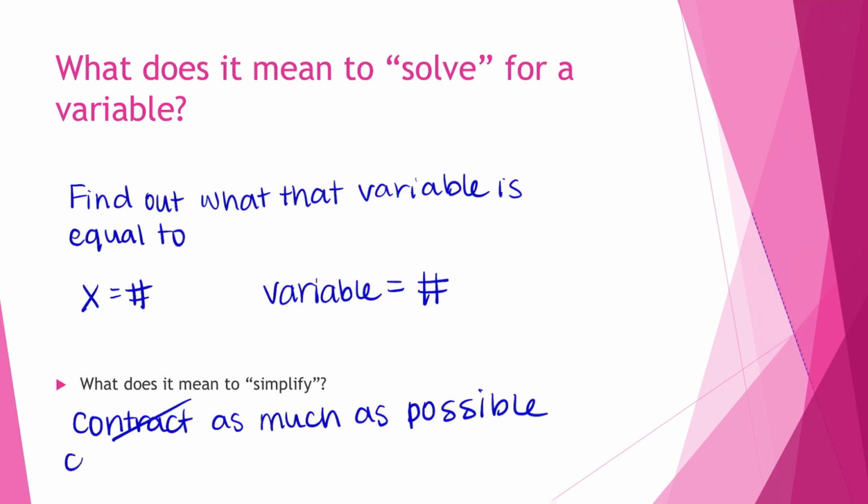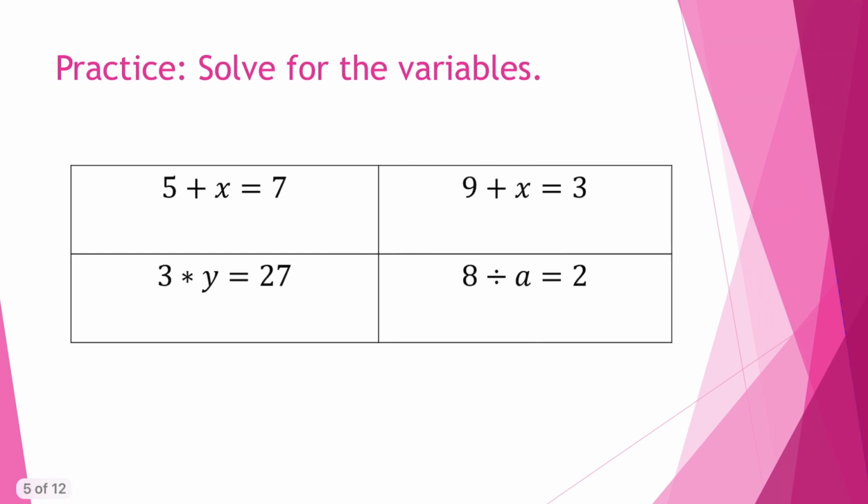Maybe contract is the wrong word. Maybe let's say condense. So you want to squish it all together. So solving means to find out what the letter is equal to, whereas simplifying means to condense it as much as possible. So like 4 plus 5, it's a lot easier to say 9. 9 is simplified. 4 plus 5 means the same thing, but it's not simplified.